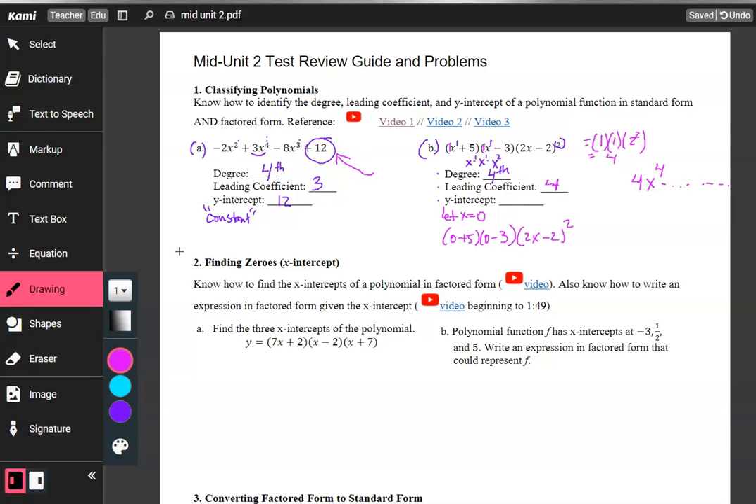So this is 5 times negative 3. This is 0 minus 3. Oh, and right here is 0. So 2 times 0 is 0. Minus 2 is negative 2 squared. So this is negative 15. 5 times negative 3 times negative 2 squared is 4. So that would be negative 60. So your y-intercept would be negative 60.